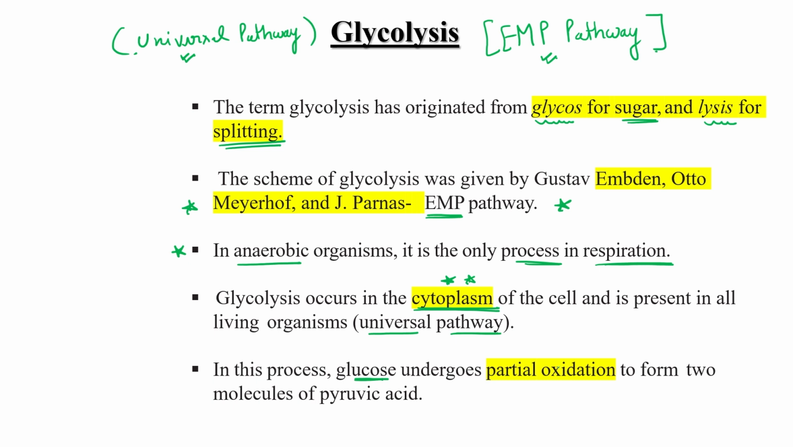glucose actually undergoes partial oxidation. Partial oxidation of glucose occurs, and glucose is then further converted or split into two molecules of pyruvic acid. So this is glucose, which is a 6-carbon molecule. Through various steps, mainly 10 steps, it will convert into two molecules of a 3-carbon molecule, that is pyruvic acid.